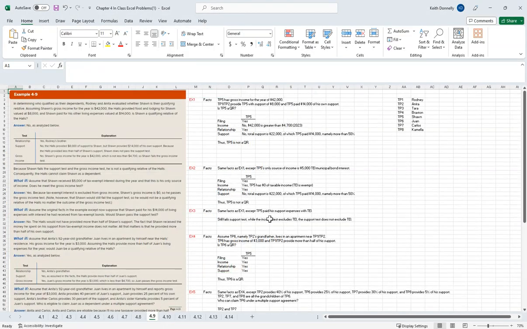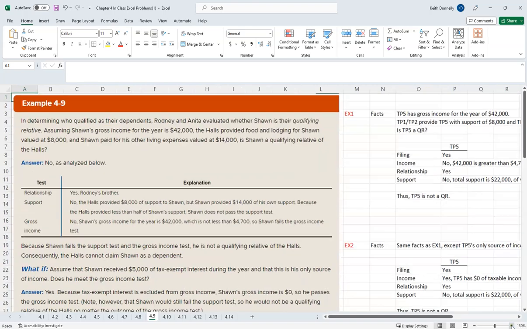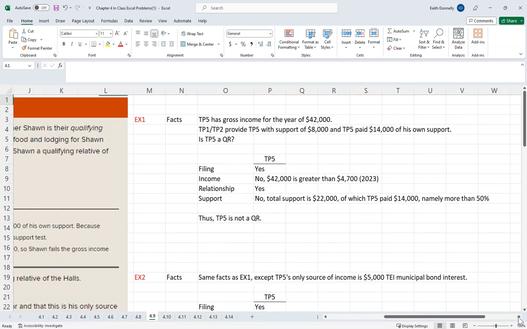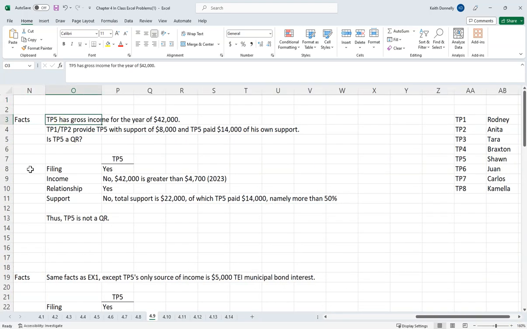Let's look at 4.9. Here are some other twists and turns on this. All right, so we have a taxpayer with gross income of $42,000. We'll just say this is a brother. Then we have husband and wife, and the brother is living with husband and wife. In order to support himself, he pays $14,000, and husband and wife pay $8,000. So all in, his total support, 8 plus 14, is 22.